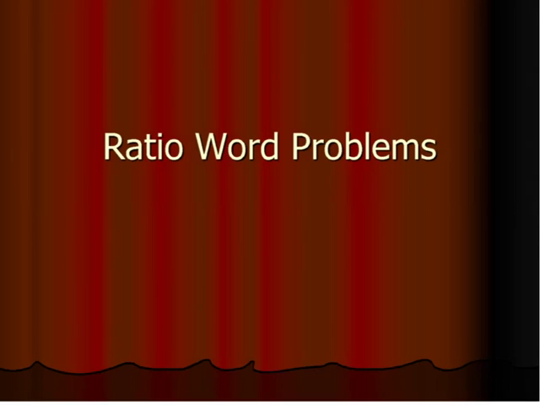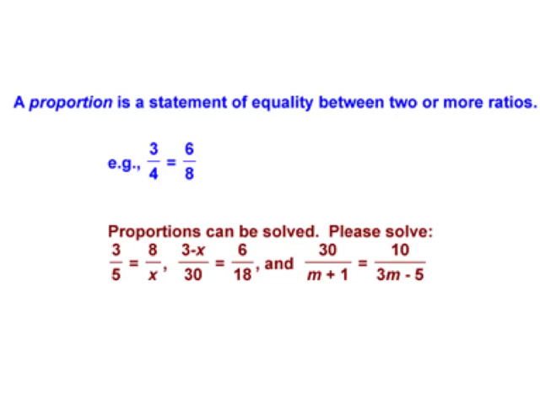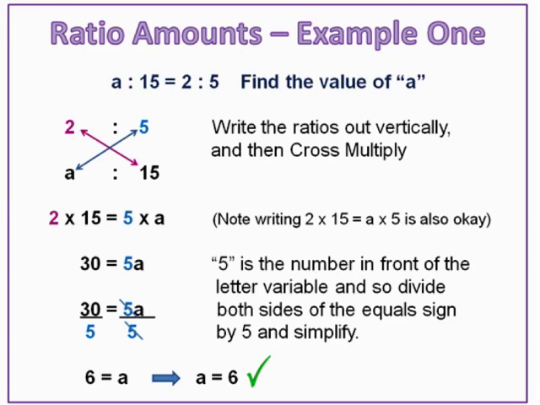Let's talk about, first of all, what is a ratio? Let's review that. A proportion is a statement of equality between two or more ratios. A ratio is a comparison of one thing to another, and we write it like a fraction. So you see that a proportion, for example, 3/4 is equal to 6/8, is like an equivalent fraction. Now, there is a way that proportions can be solved. We'll get a little bit more into that later. Let's go on to the next screen.